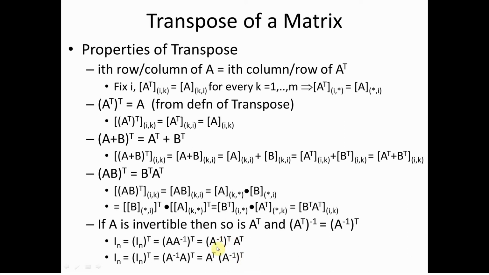So notice that this matrix, the transpose of A inverse, is the inverse of A transpose, by definition of inverse. And so it follows, therefore, that A transpose has an inverse, and since the inverse is unique, it must be the transpose of A inverse. And that proves that.